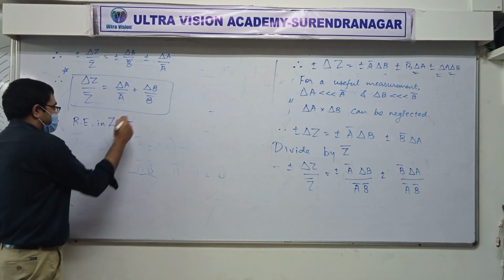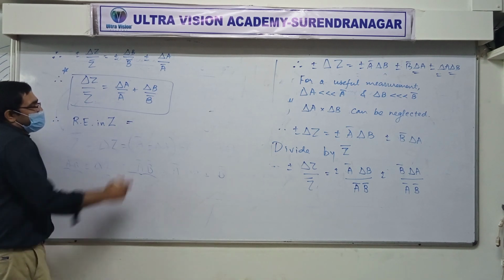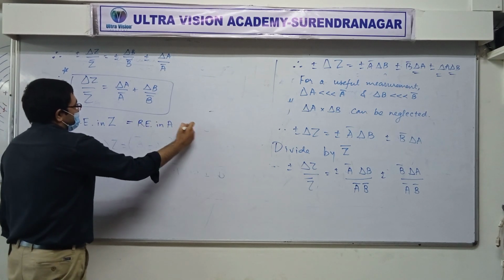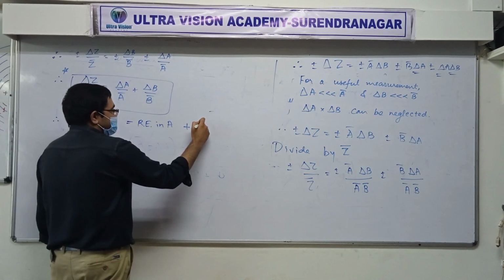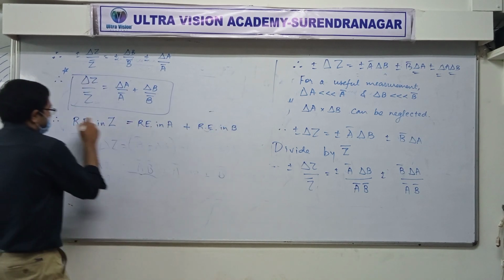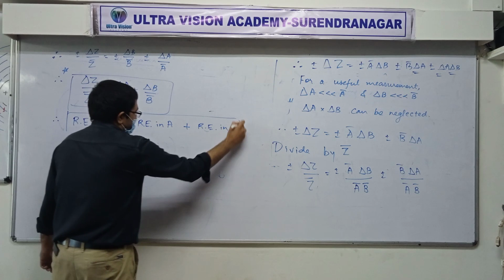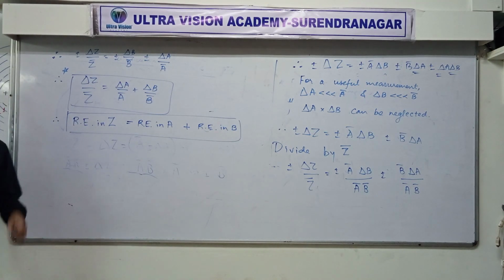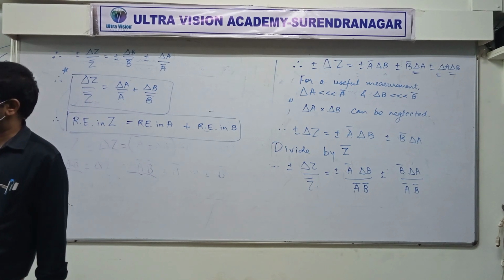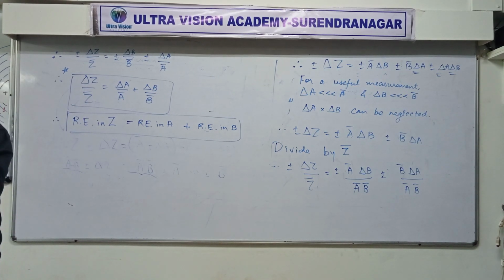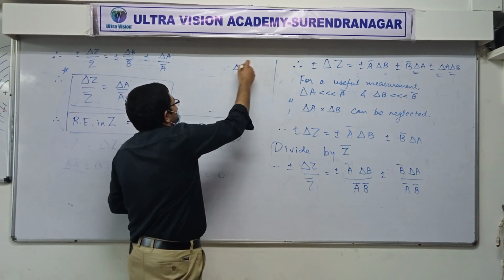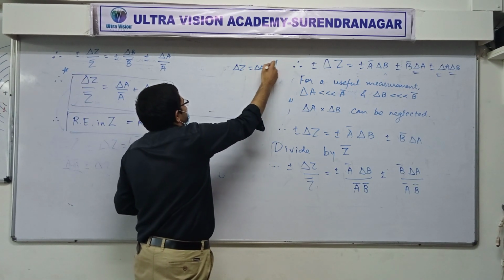Equal, right side. What's there on the right side? Relative error in A, and then plus, what next? Relative error in B. Did you understand? So that means when you are multiplying two things, A and B, error is not added directly. Here we didn't get a relation of absolute errors addition.